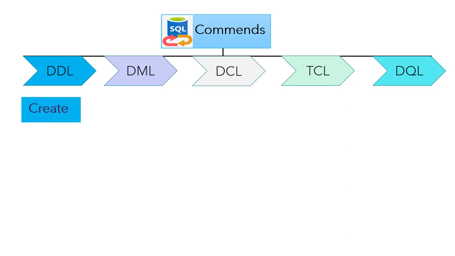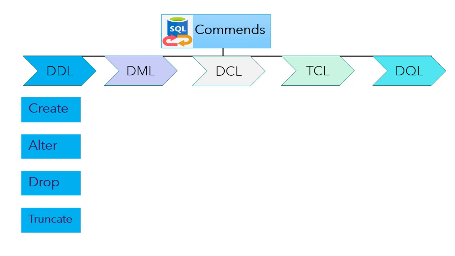Create. It is used to create a new table in the database. That means create a new table. Alter. It is used to alter the structure of the database. Drop. It is used to delete both the structure and records stored in the table. Truncate. It is used to delete all the rows from the table and free the space containing the table.